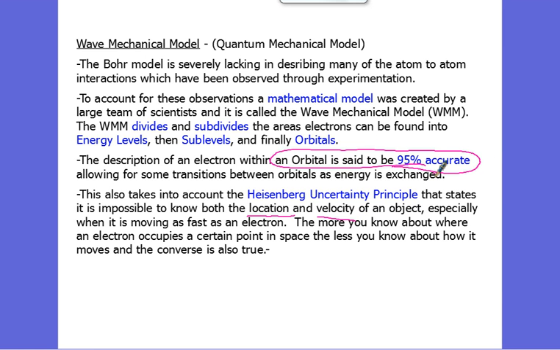Orbitals describe where electrons are with 95% accuracy, which is pretty good because electrons are moving at like 10 to the 8th meters in 1 second, so about 100,000 to 400,000 meters in a second. So it's going to be hard to describe where they are. They don't try to pinpoint them. They give an area or a region, and we call that region an orbital.